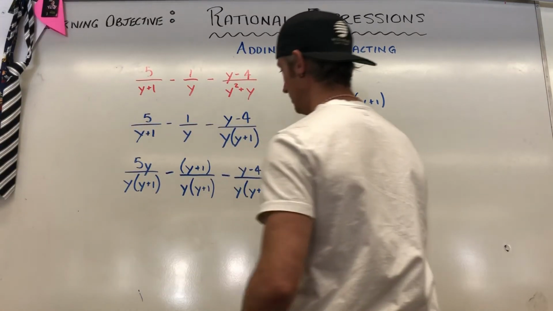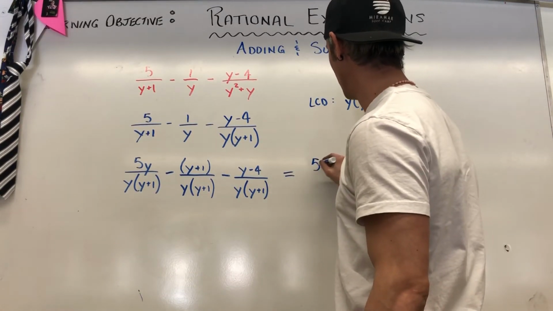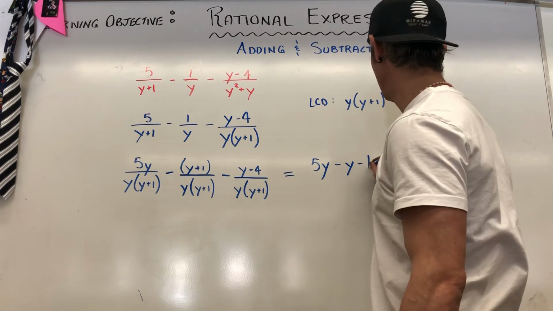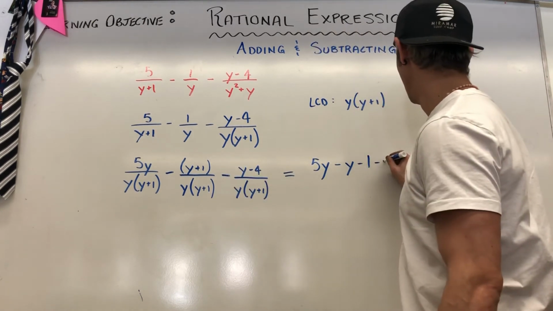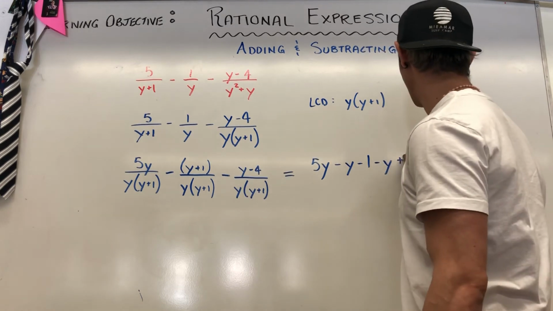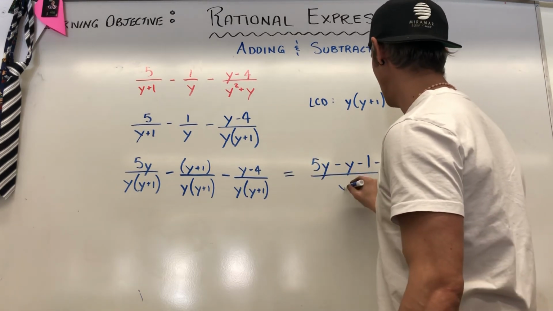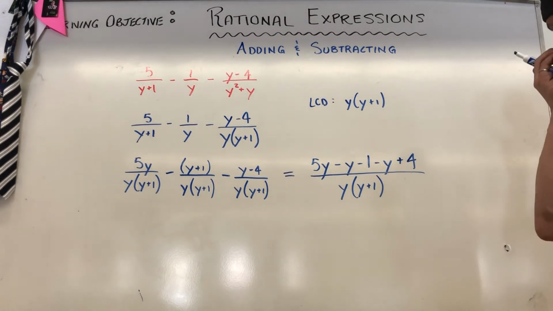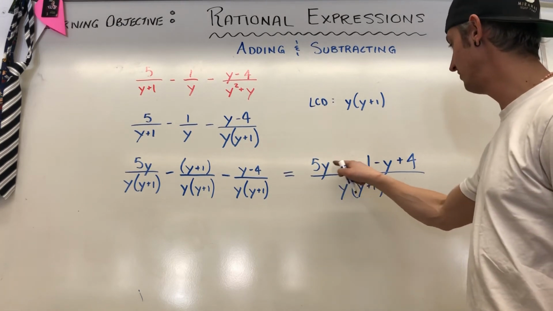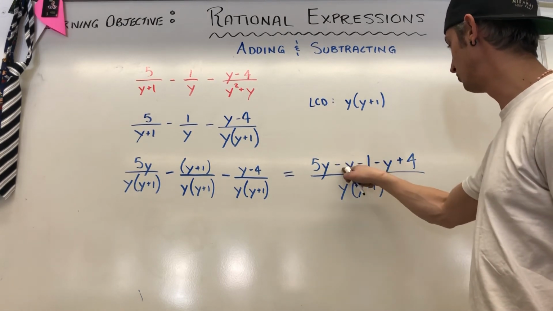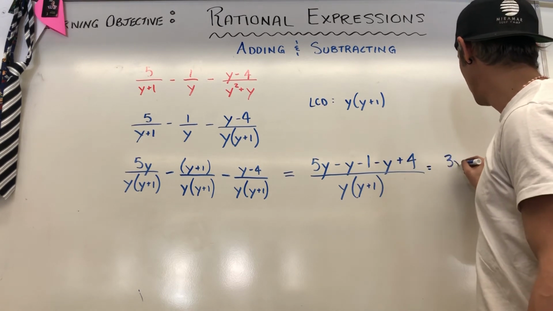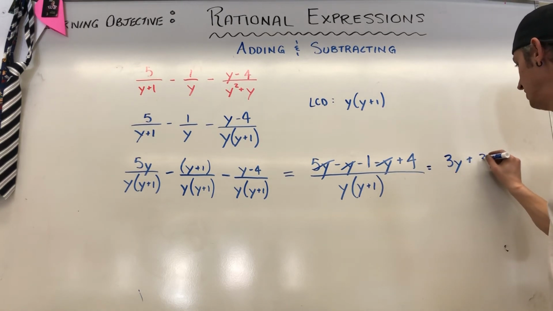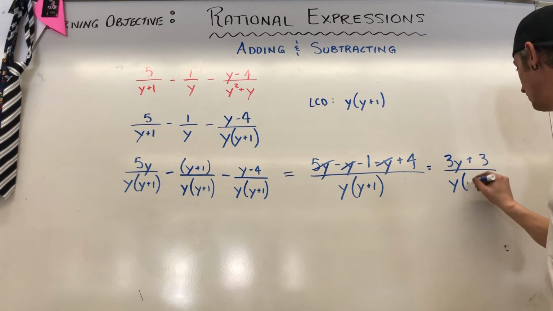Now, I'm going to write it as one long thing. So I've got 5y minus y minus 1 minus y plus 4, all over y plus 1. And I'm going to collect terms. I've got 5y minus 1y minus 1y, so that's going to give me 3y. And then minus 1 plus 4 is plus 3 over y plus 1.